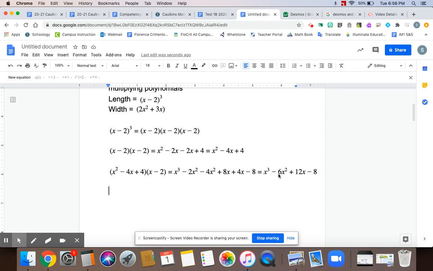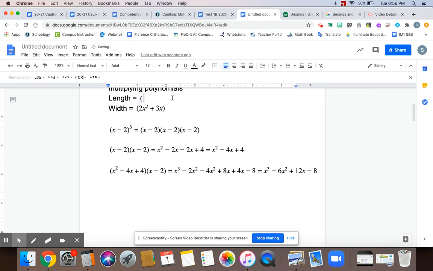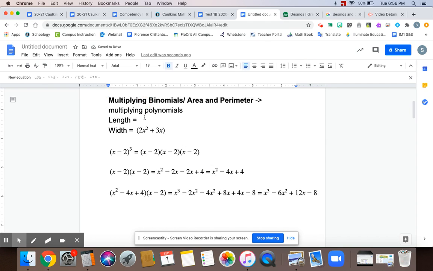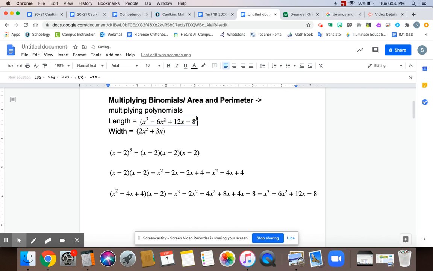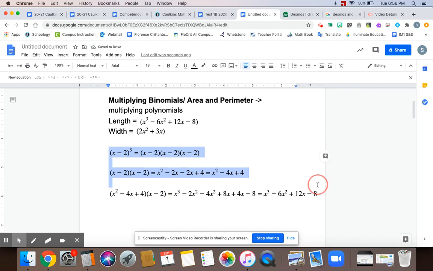So all of this is to say that my length is the exact same thing as, I could delete this and replace it with what I just solved it to be equal to. So now I can put this all in a parentheses because it's one whole side. I'm going to delete this work.